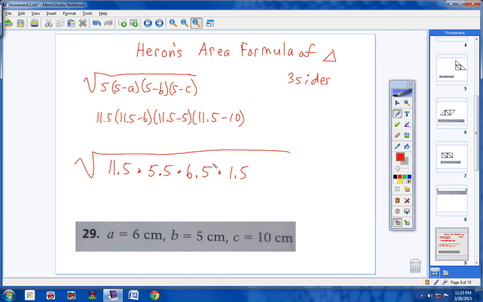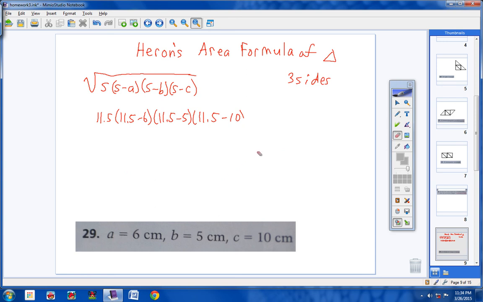So with my calculator very quickly here, 11.5 times 5.5 times 6.5 times 1.5 equals 616.6875. Take the square root of that number and you will get 24.83. Now it looks like I've made a mistake somewhere, so let me see if I can find that real quick here. Let's see, A plus B plus C, 6 plus 5 plus 10 is 21. It'd be 10 and a half, wouldn't it, students? Okay, well that's alright. We all make little mistakes. We'll do this real quick.